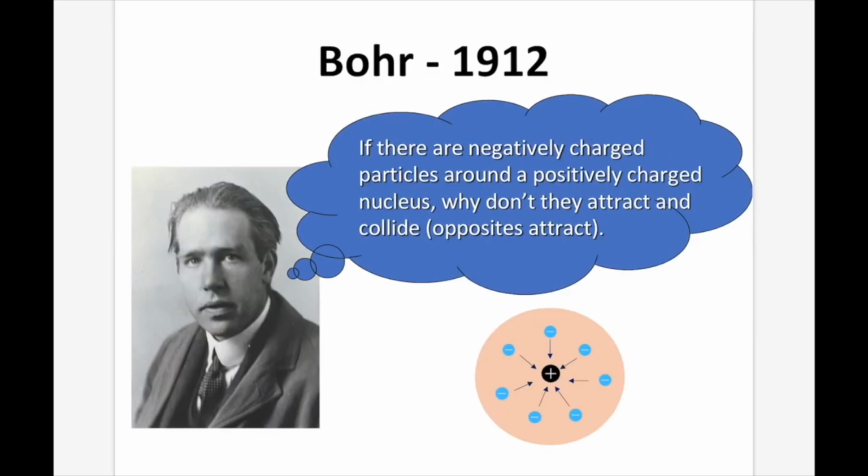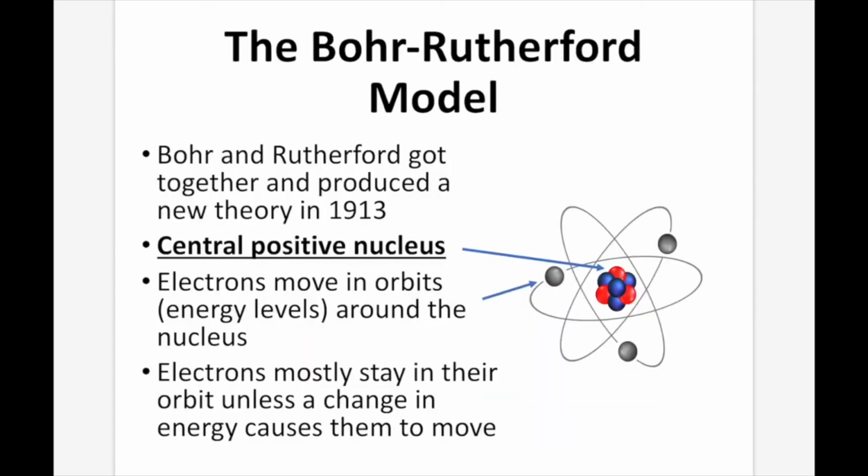Now along comes Bohr in 1912 and says, if there are negatively charged particles around a positively charged nucleus, why don't they attract and collide? Why don't these negative electrons get sucked into the positive nucleus? So Bohr and Rutherford got together and produced a new theory in 1913. In this theory, there's a central positive nucleus, and electrons are moving in orbits or energy levels around the nucleus, kind of like how satellites revolve around Earth and how Earth revolves around the Sun. Electrons mostly stay in their orbits unless a change in energy causes them to move. If you give energy to the electrons, then they're going to go up in energy level.